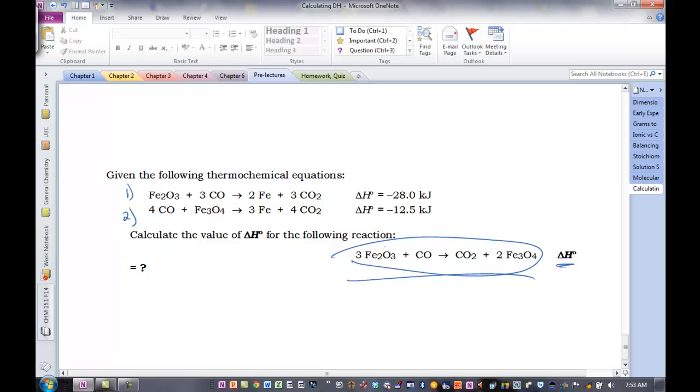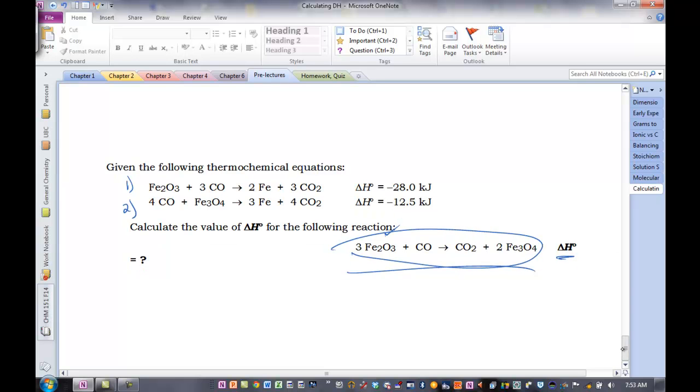Just start with your first reactant and look for the equation that has that, and then you're going to have to do something to that equation, most likely, maybe not, to get what you want. So I need 3 moles of Fe2O3. This equation has Fe2O3, but it only has 1 mole. I need 3. What do I do? I think it's pretty clear.